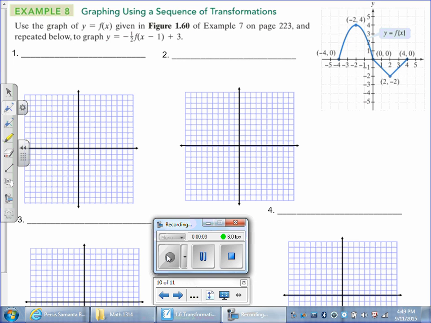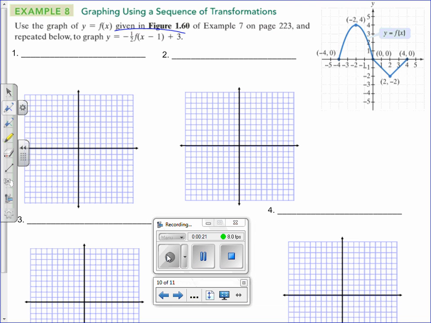This video will cover the last two problems from section 1.6, so that will be example 8 and example 9. And we're going to use all the transformations that we reviewed to graph a function that has multiple transformations.